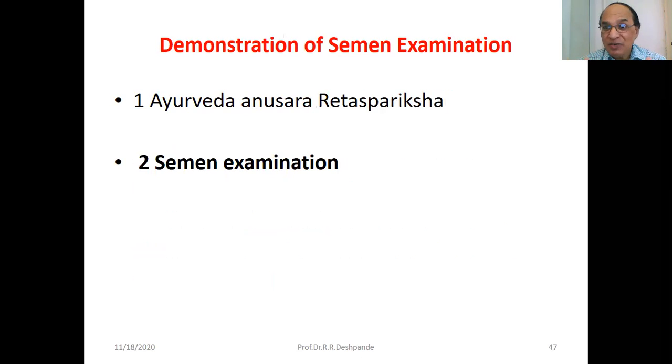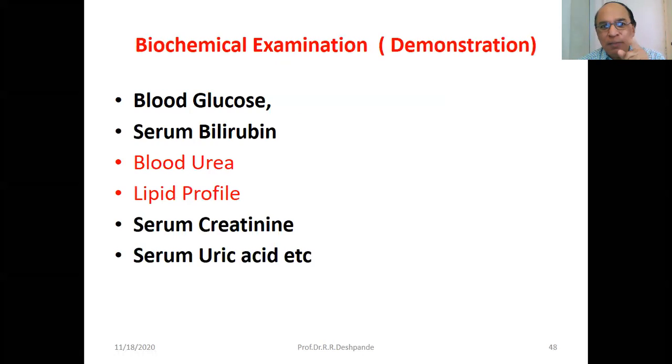Demonstration of semen examination, very important for infertility, Ayurvedic Anusar Reta Pariksha, semen examination, fructose count, normal count 120 millions per cubic ml. Biochemical examinations, demonstrations only, because for MD you have to perform them yourself, but this is a demonstration. Blood glucose level 80 to 110 milligram percent, fasting blood sugar, and after drinking the sugar solution, post prandial or post glucose, it may be 80 to 120 milligram percent.